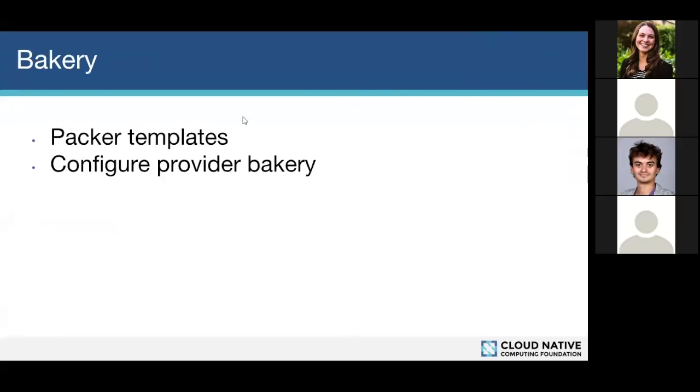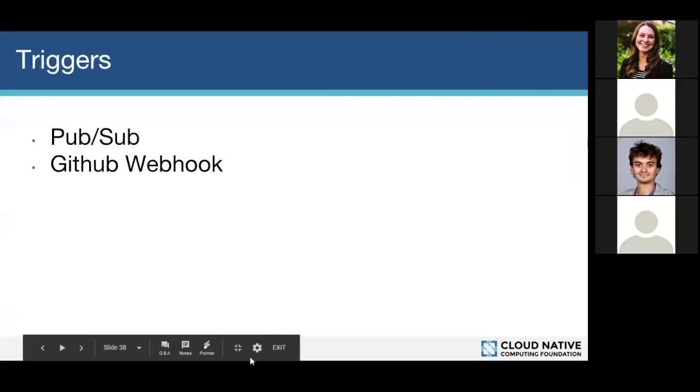And you need to be able to, terrible when the brain falls out, isn't it? You need to be able to create these images using a bakery, and Spinnaker gives you the ability to do that with Packer. And you can configure the provider bakery. So whether you're baking it with Kubernetes or with OpenStack or Azure or whomever, you can go ahead and configure how that's done and where it's done and where to find the artifacts. Okay.